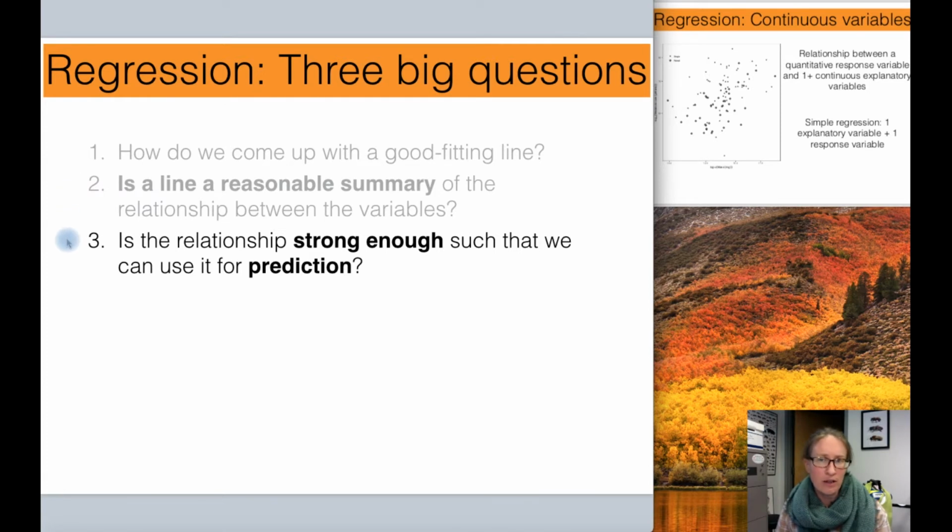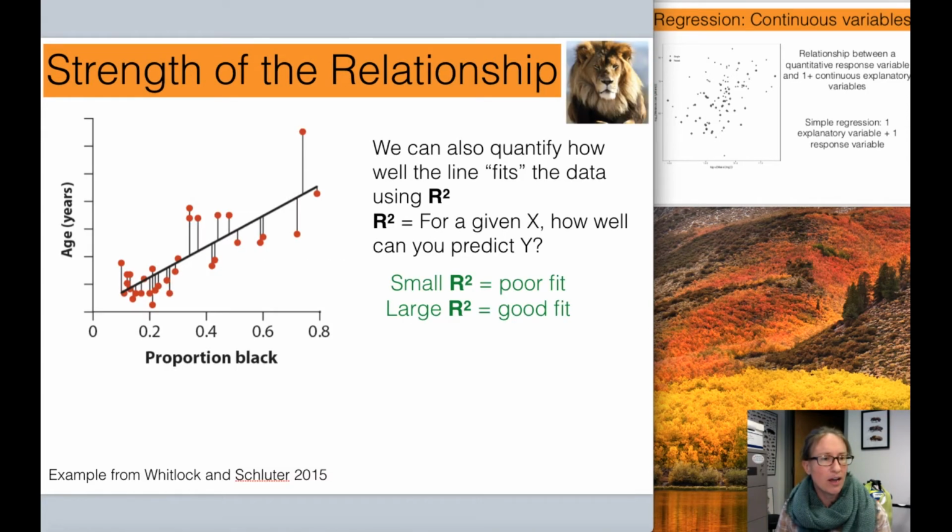But there's another question that we can address with a regression analysis, which is this question of, is that relationship strong enough such that we could use that relationship to make a prediction? So for our lions, for example, can we go out and take a picture of a lion, quantify how black the lion's nose is, and be able to estimate how old that lion is? And so the method for doing this, for evaluating the strength of the relationship between two variables, is to use a value called the R-squared value.